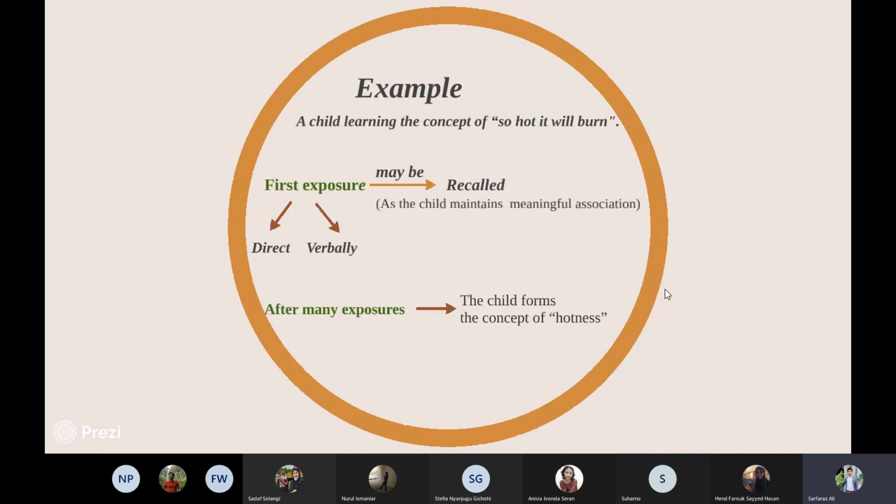The example given here is a child learning the concept of "so hot it will burn." Suppose the first exposure is recalled, as the child maintains a meaningful association with the direct or verbal experience. After many exposures, after a lengthy process, the child forms the concept of hotness. So this is what we give, just the concept.